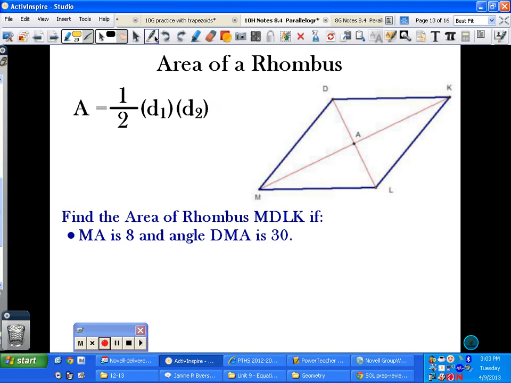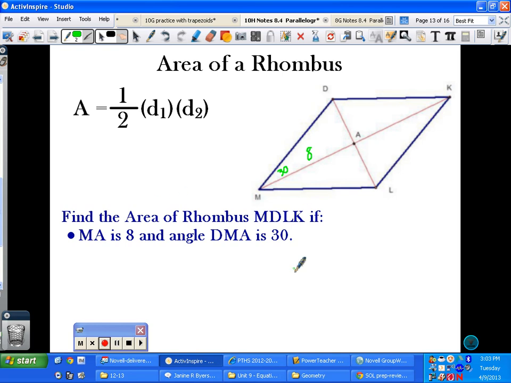So if MA, this distance right here, is 8, and DMA is 30. Here, we're going to have to use what we know, either using special right triangles or trigonometry, to find this missing distance. So I'll give you a second to write down the setup for how you're going to do that.